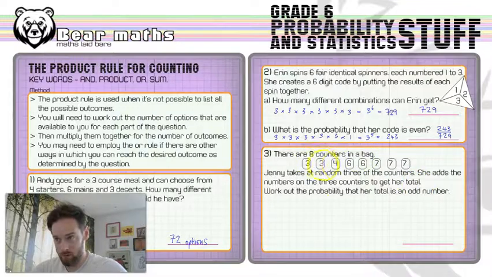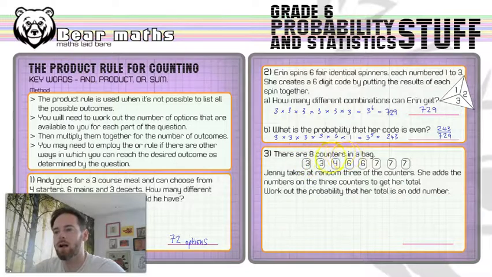So she could add 3, 3, and 4, right? In which case she'd have 10. Just an example, right? Work out the probability that her total is an odd number. Now think about my example. 10 is not an odd number, it's an even number. If she did 3, 3, and 6, that would be the same thing, odd, odd.